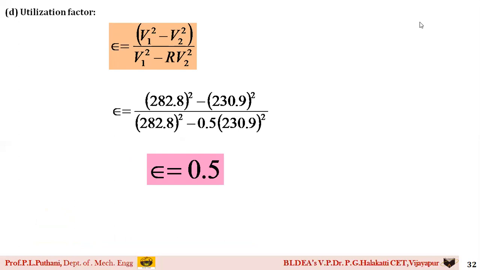So these are some of the things you need to know when you are solving problems using this particular method. In the next sessions, we will be discussing some cases for the degree of reaction value R: R equal to 0, less than 0, more than 0, equal to 1, less than 1. Some different cases we will discuss in the next class, along with some problems related to the degree of reaction and utilization factor. So today we shall stop here, students.